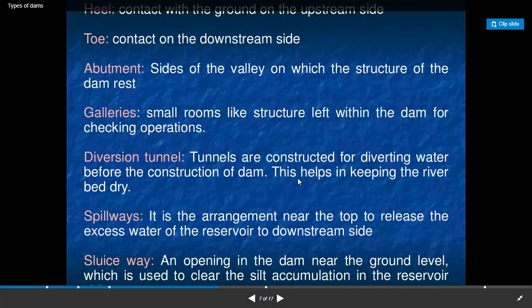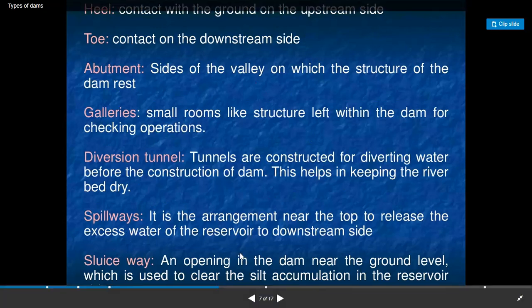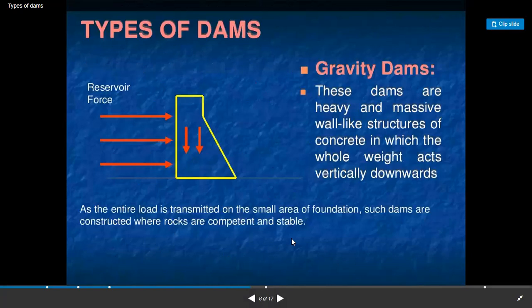Diversion tunnel: tunnels constructed for diverting water before the construction of the dam. This helps in keeping the river bed dry. Spillways: the arrangement near the top to release the excess water of the reservoir to the downstream side. Sluice way: an opening in the dam near the ground level, which is used to clear the silt accumulation in the reservoir.